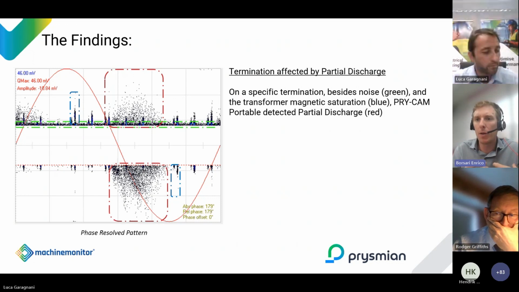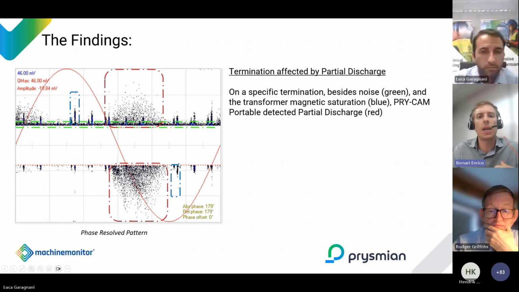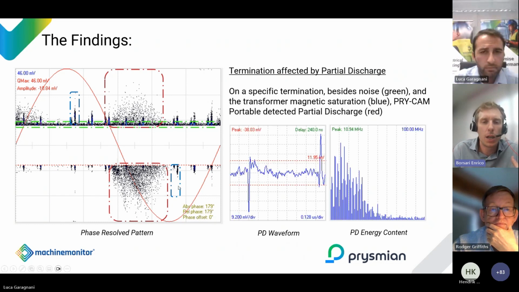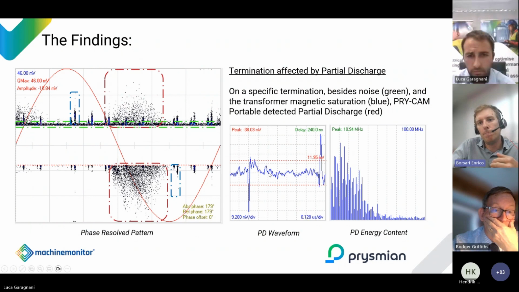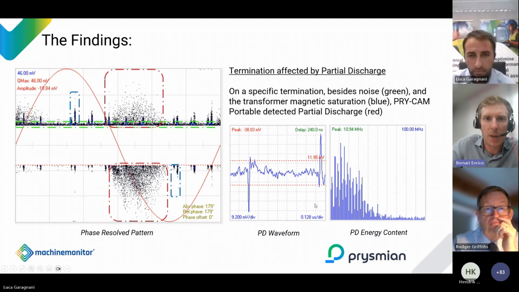We made a bit of study on this cluster, and if we go to the next slide, you will see the PD waveform of that specific partial discharge together with the energy content. As you can see, the PD waveform shows two opposite peaks. The distance between the transformer and the switchgear was very short, and the partial discharge was, let's put it that way, bouncing between the two ends. That's why you have two positive and negative peaks.